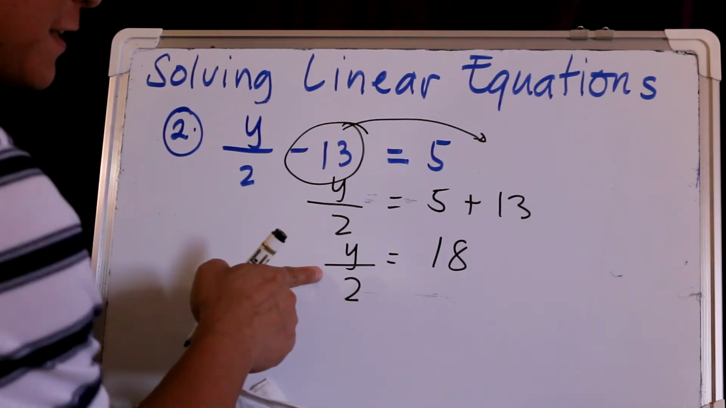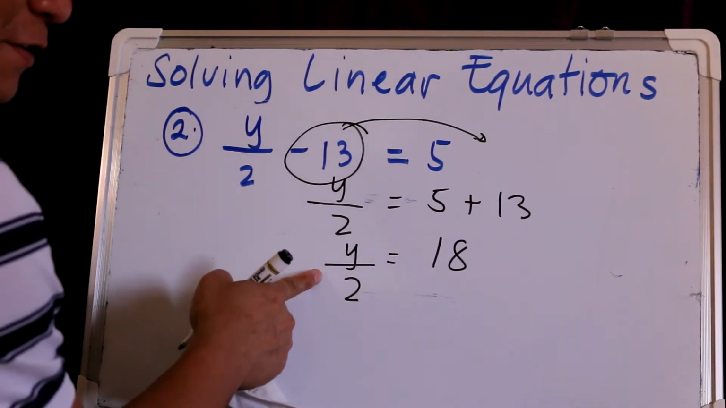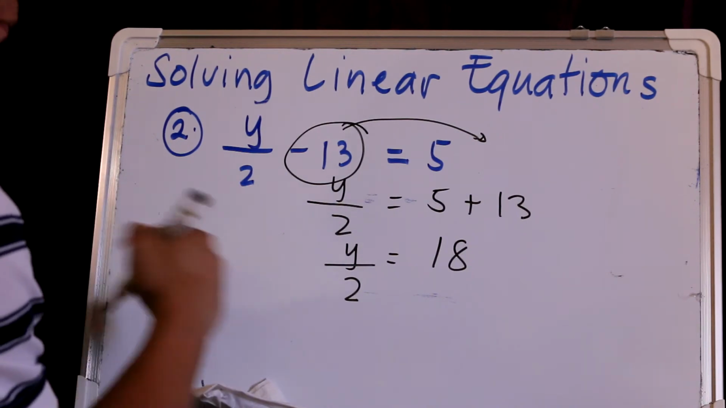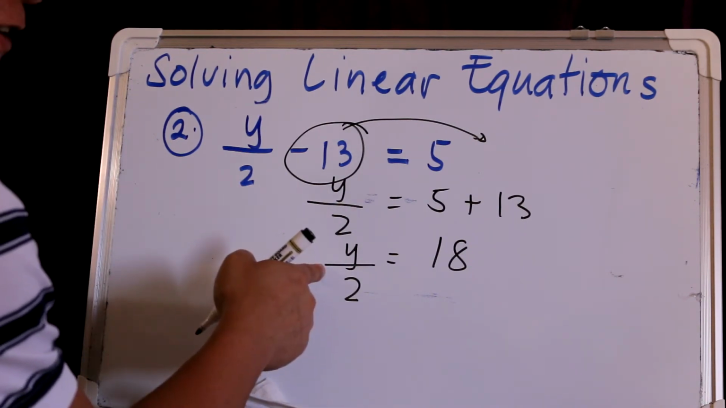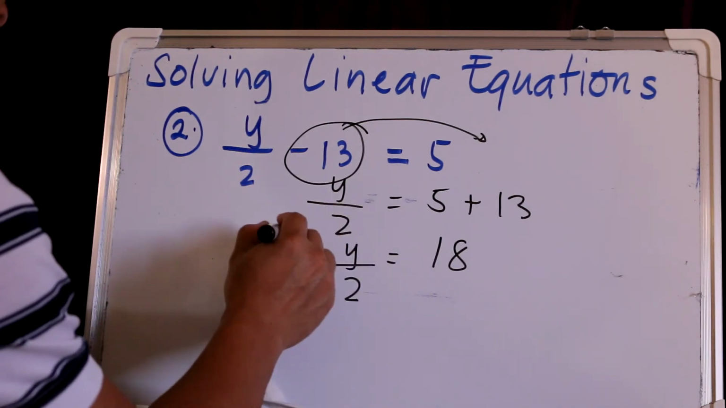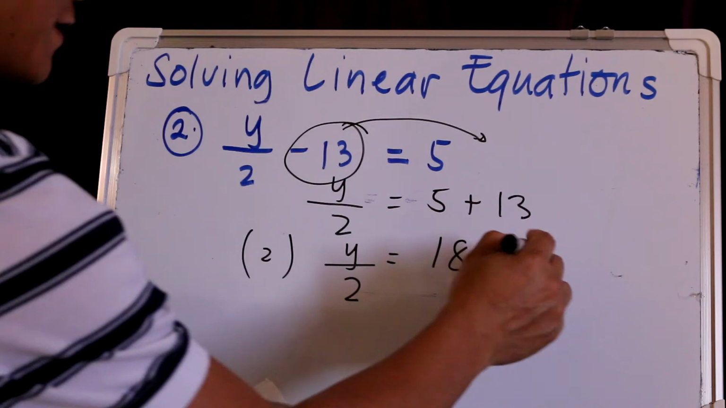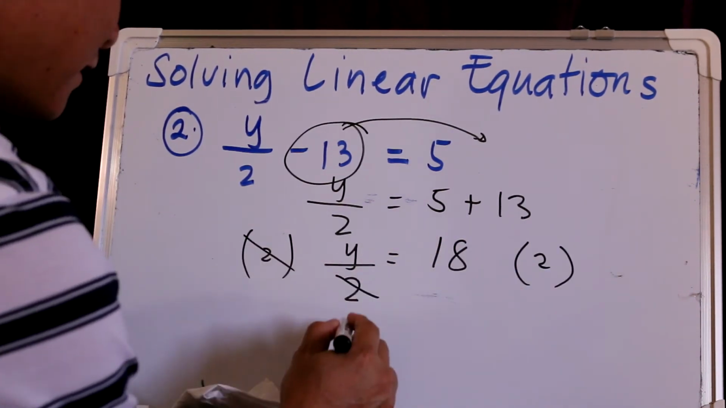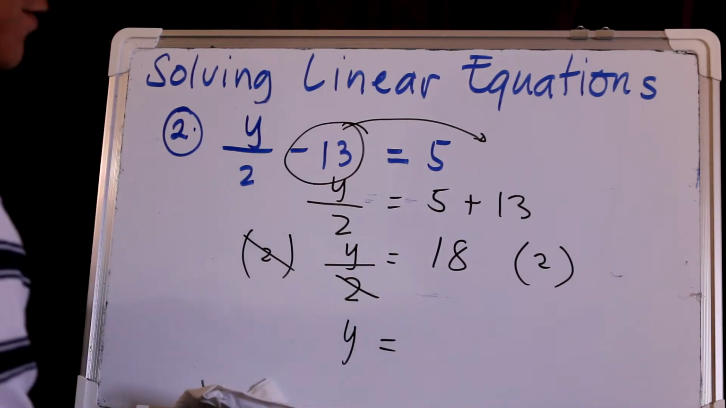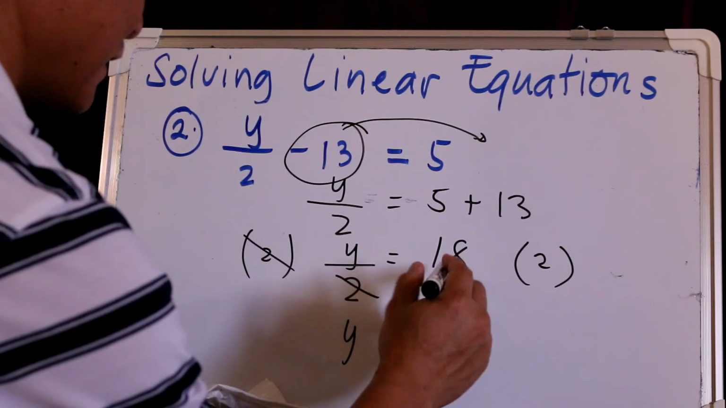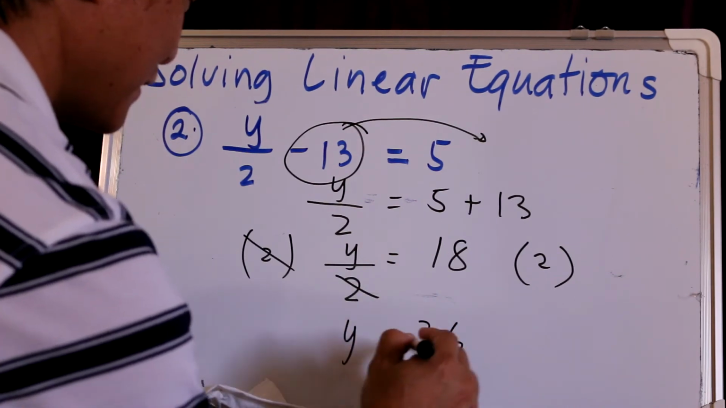What will happen is, this is division. So if you can remember, we talked about this in the previous video. If you have a division here, that means you are going to multiply both sides. So we'll multiply with 2 both sides, times 2. So that means this will be cancelled out. y is equal to, okay, 36.